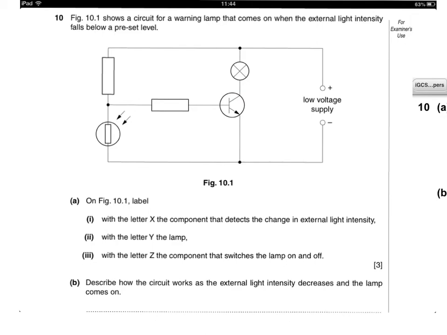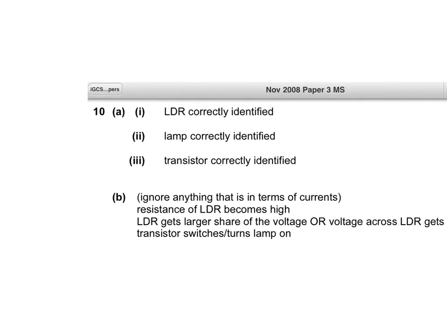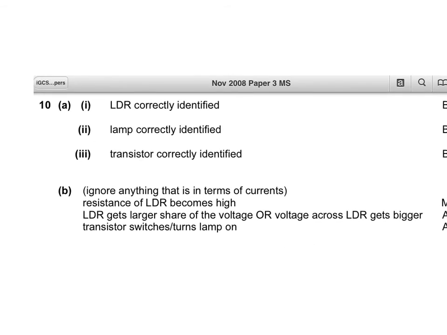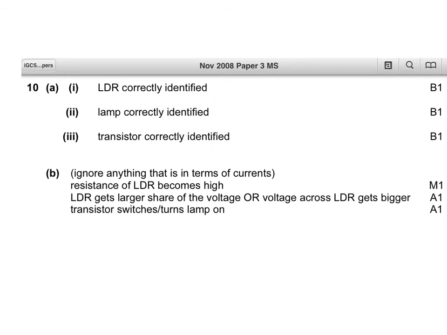Alright, so I just thought it'd be good to take a look at the mark scheme for this. So let's get rid of the question and bring the mark scheme in. Look at the 3 parts. So we've got the LDR, the lamp, and the transistor correctly identified. Pretty straightforward. And here are the 3 marks for the second part of the question.